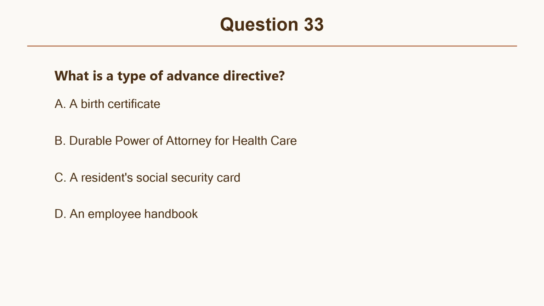Question 33. What is a type of advance directive? Option A, a birth certificate. Option B, durable power of attorney for health care. Option C, a resident's social security card. Option D, an employee handbook. The correct answer is option B, durable power of attorney for health care.